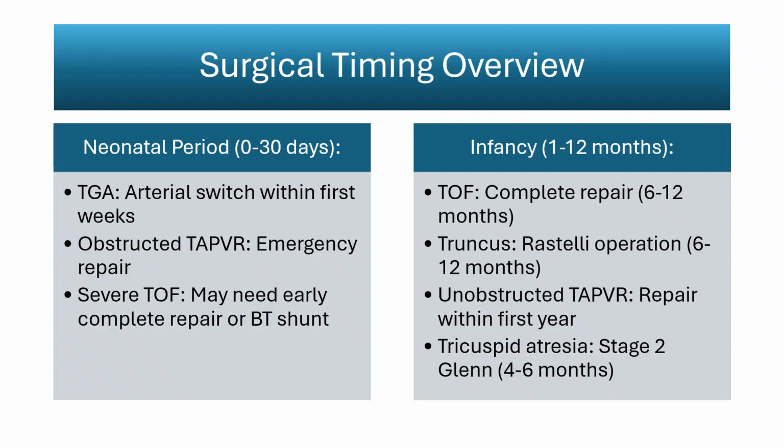During infancy, definitive repair becomes the focus. Tetralogy is typically repaired between 6 and 12 months, truncus arteriosus between 6 and 12 months to prevent irreversible pulmonary vascular disease, and unobstructed TAPVR within the first year. Tricuspid atresia progresses through staged palliation, with the bidirectional Glenn procedure performed around 4 to 6 months. Each timeline is based on balancing the risks of early surgery with the consequences of delaying intervention, ensuring that repair occurs before pulmonary vascular damage or ventricular dysfunction compromises outcomes.